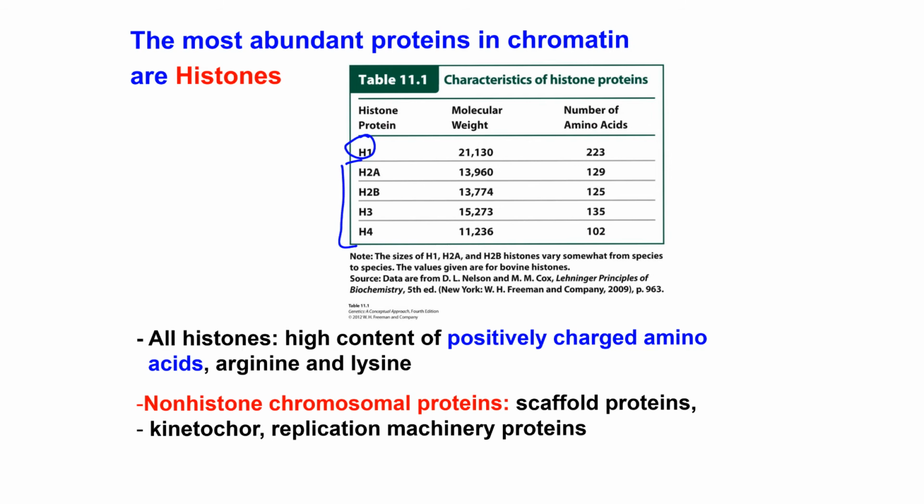Now, besides histones, there are additional non-histone chromosomal proteins, such as scaffold proteins, proteins of the replication machinery, proteins which are necessary for gene expression, and the kinetochore. We talked about the kinetochore in chapter 2 already. Now, before we go to the structure of the chromosome, nucleosome, and chromatosome, I would like to point at one fact: histone modification. We will talk about histone modification later on in epigenetics.